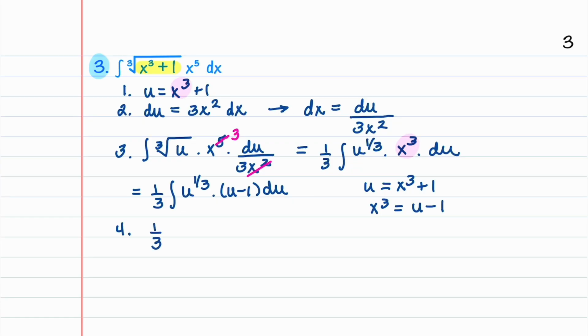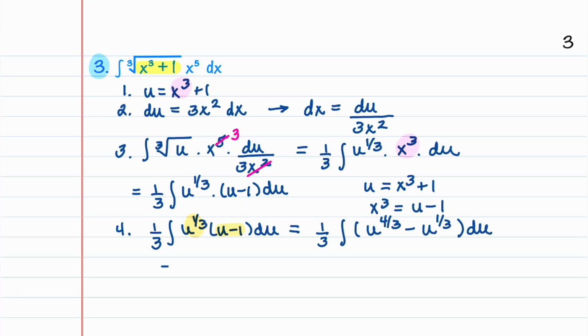We have 1/3 the integral u to the 1/3 times u minus 1. With this integral, we have two functions that are multiplied, u to the 1/3 and u minus 1. And the way that we can integrate this is by multiplying those two functions out. So let's go ahead and do that. This gives us 1/3 the integral u to the 1/3 times u is u to the 4/3, and then we subtract u to the 1/3 du. And we can go ahead and integrate this.